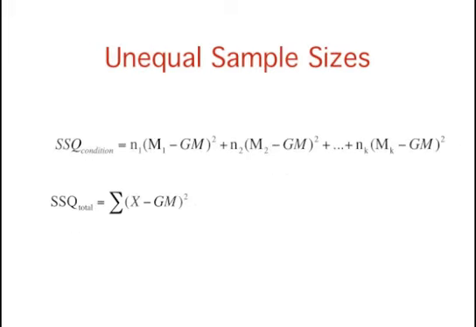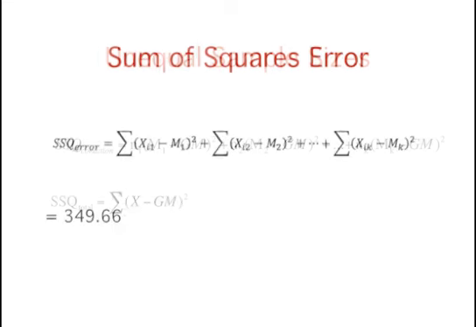If there are unequal sample sizes, use this formula to calculate the sum of squares condition, where n sub i is the sample size of the ith condition. SSQ total is computed the same way shown previously. The sum of squares error is the sum of the squared deviations of each score from its group mean. xi1 is the ith score in group 1, and m1 is the mean for group 1. xi2 is the ith score in group 2, and m2 is the mean for group 2, etc.